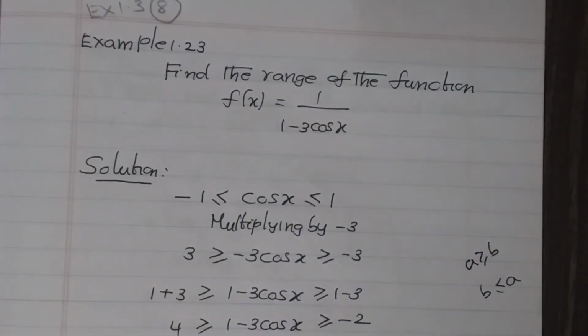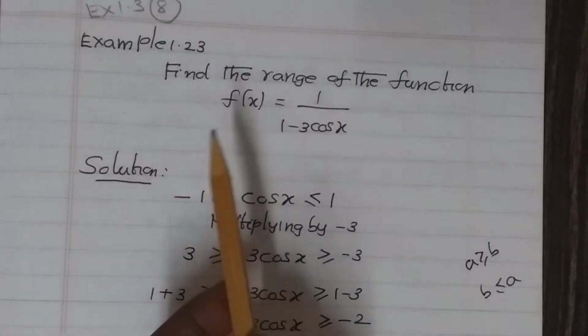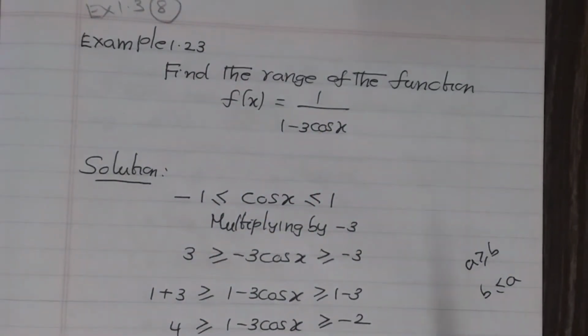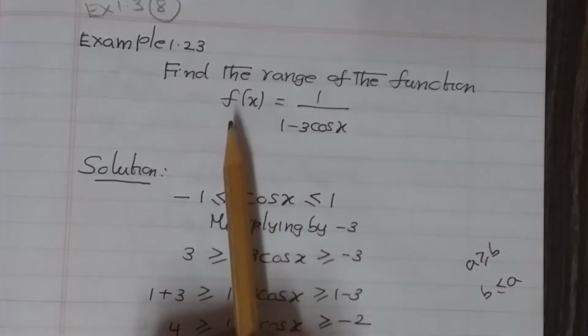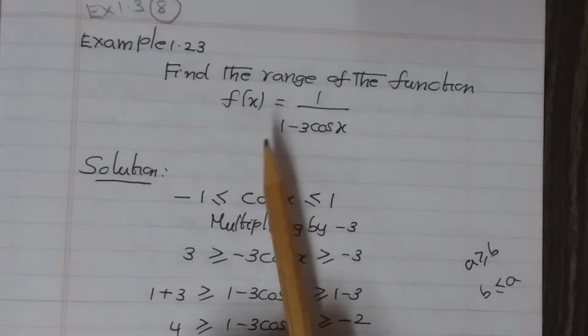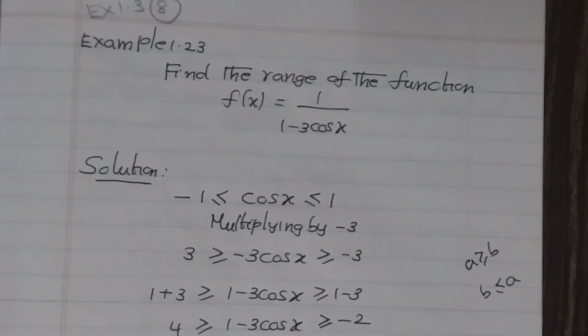Okay, students, in this video, I am going to explain example 1.23. Very easy sum. This model we already did in exercise 1.38 sum. So, exercise 1.38 sum and this sum are almost the same model. Okay. Find the range of the function f of x is equal to 1 by 1 minus 3 cos x.